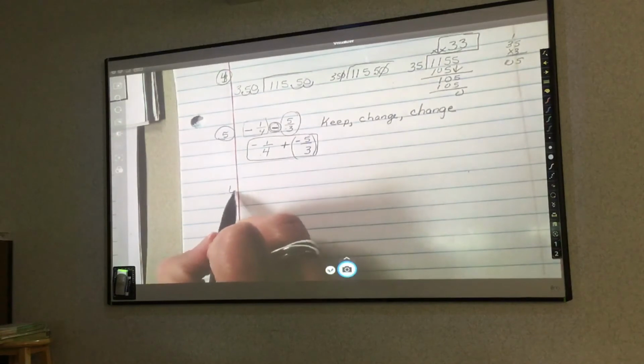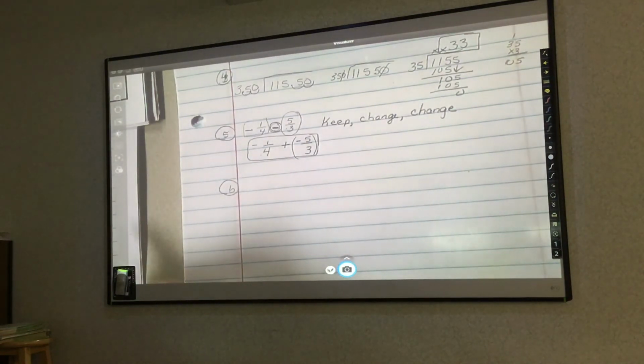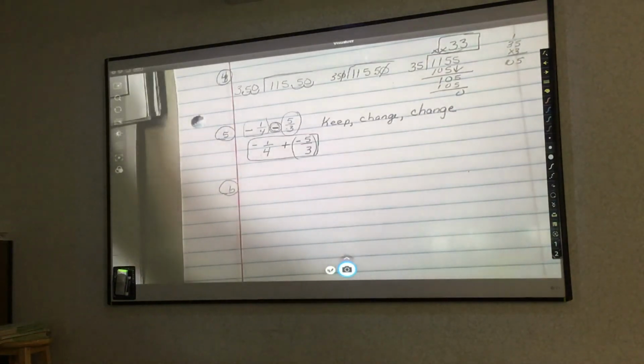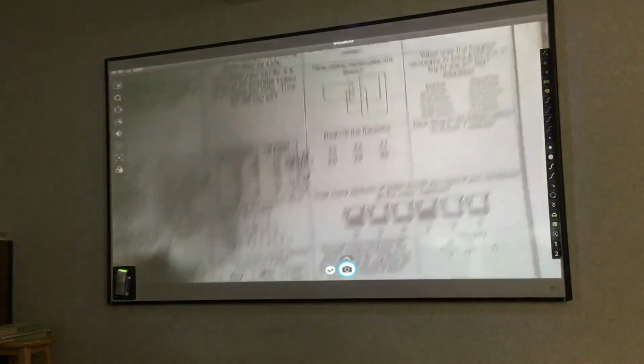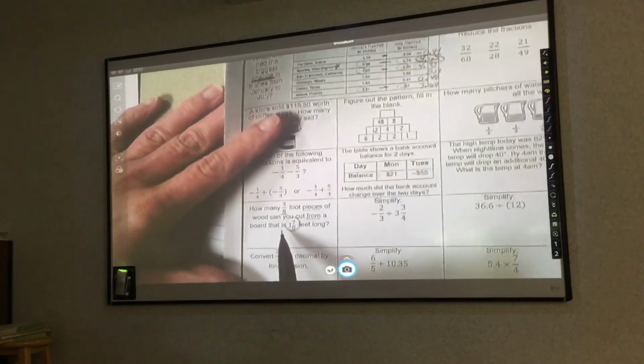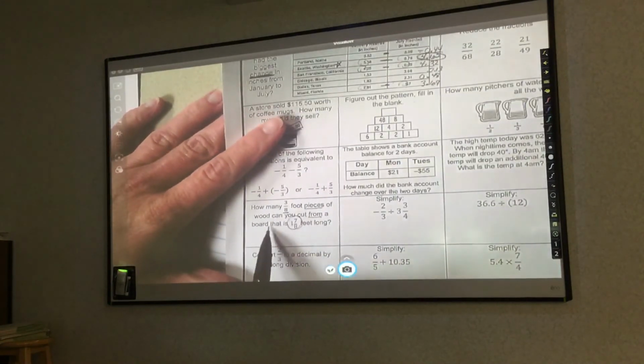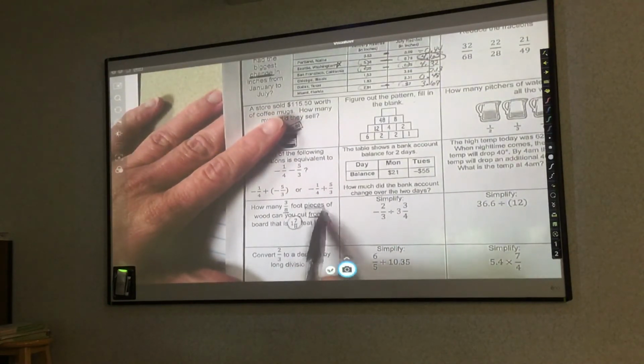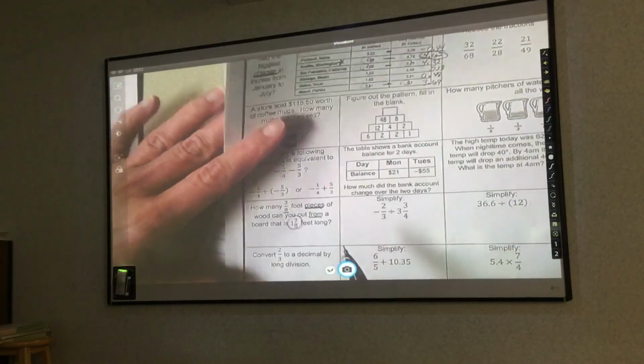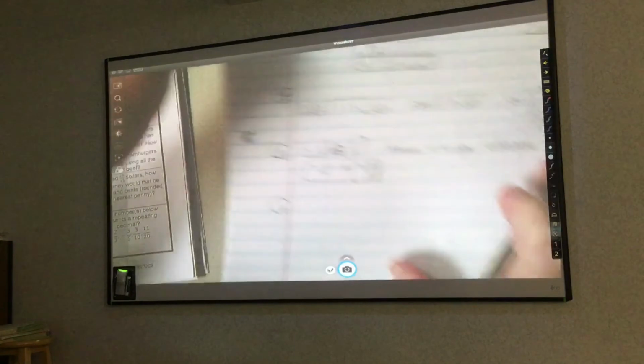Number 6. Yes, it was a story problem, but yes, you guys know how to do division of fractions. How many 3/8 foot pieces of wood can you cut from a board that is 1 7/8? I'm cutting it from, and if I'm making pieces, I need to divide. So what am I splitting, the 1 7/8 or the 3/8? 1 7/8. So you start with that number.